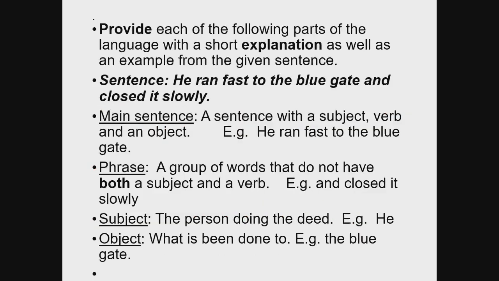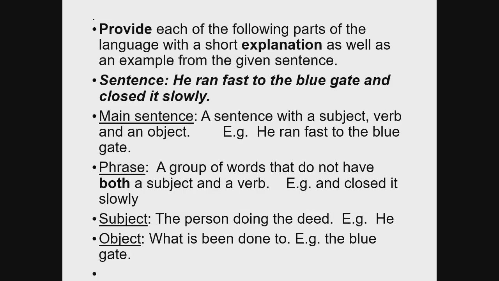Another question can be asked like this: Provide each of the following parts of language with a short explanation as well as an example from the given sentence. Again, I gave you the sentence: He ran fast to the blue gate and closed it slowly. The main sentence is a sentence with a subject, a verb, and an object. So which one has a subject, a verb, and an object? He, subject, ran, verb, object, blue gate. He ran fast to the blue gate is the main sentence. You can even just write, he ran to the gate. It's the main sentence.